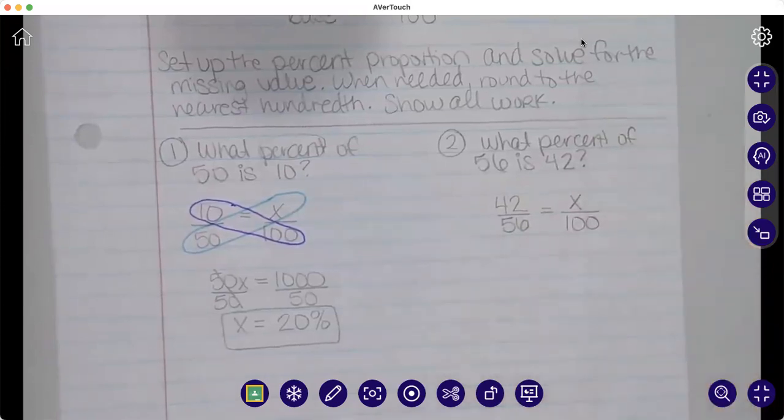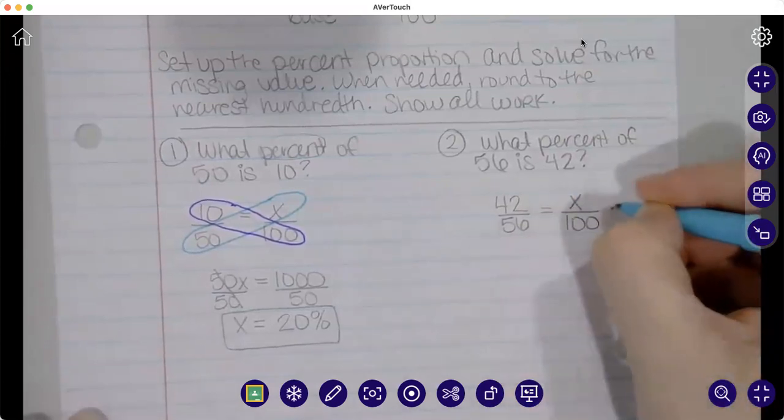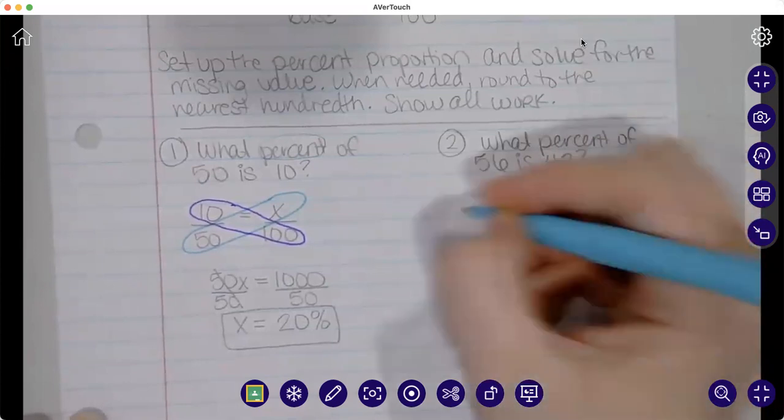Now, in this method, if I were to multiply by the reciprocal, that means in order to solve for x, I'm going to multiply by 100 divided by 1 on both sides.